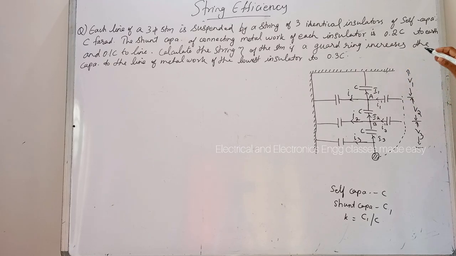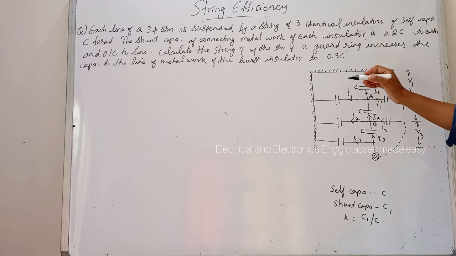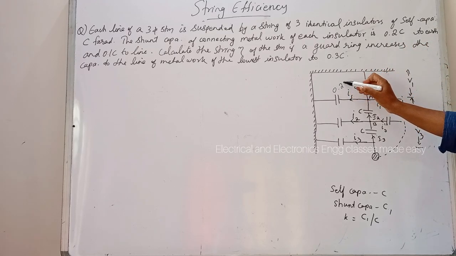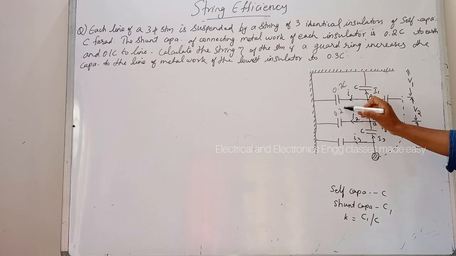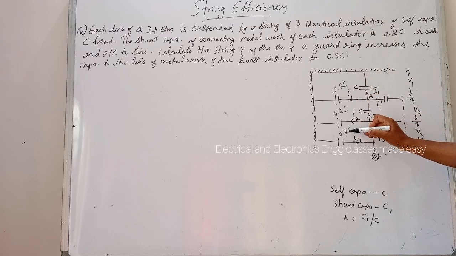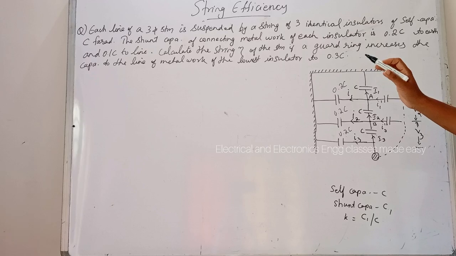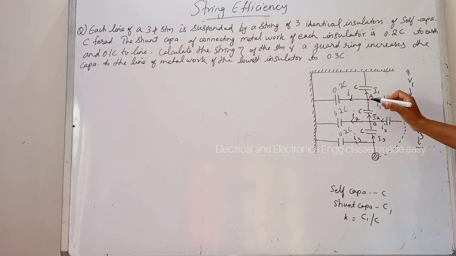So here the self-capacitance is given as C farad. Then the shunt capacitance of connecting metal work of each insulator is 0.2 C to earth. So that means it is this one, 0.2 C. Then 0.1 C to line. So 0.1 C to line means metal to line. So this is 0.1 C.